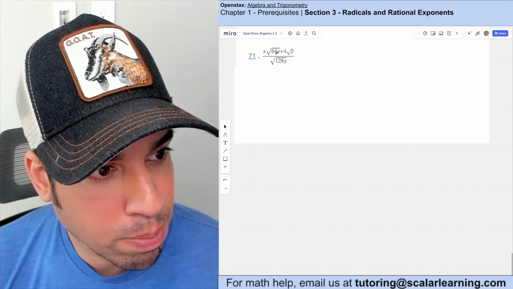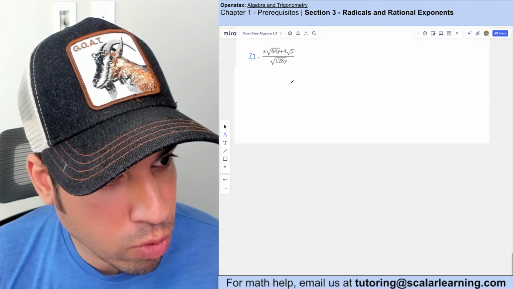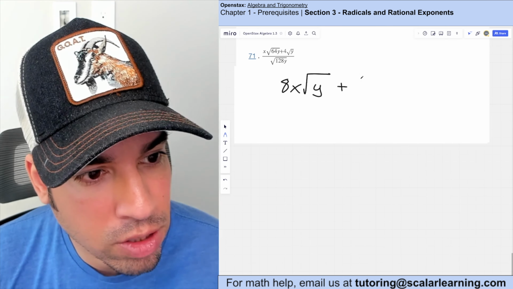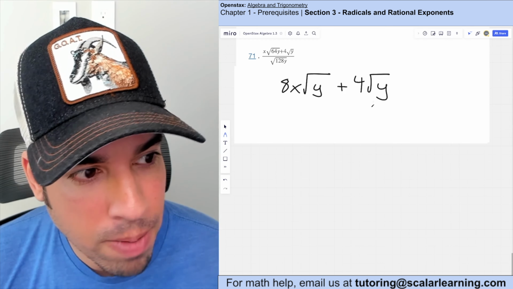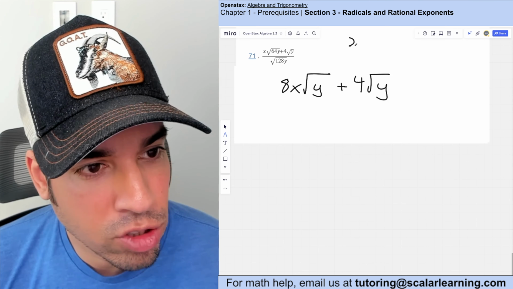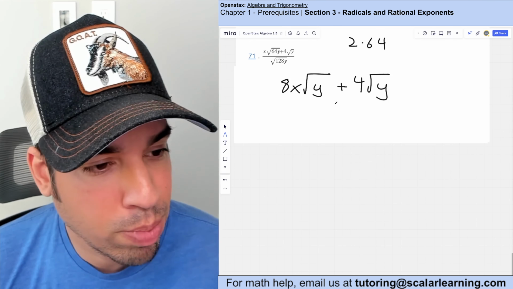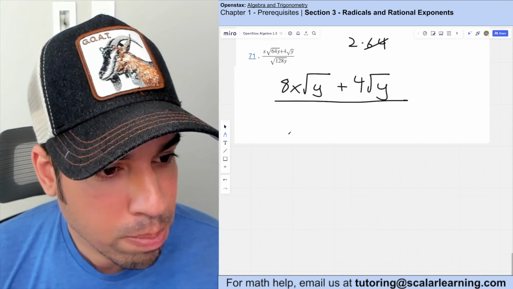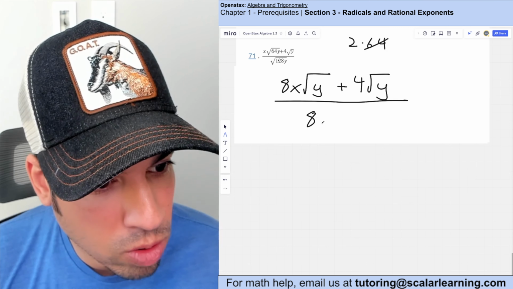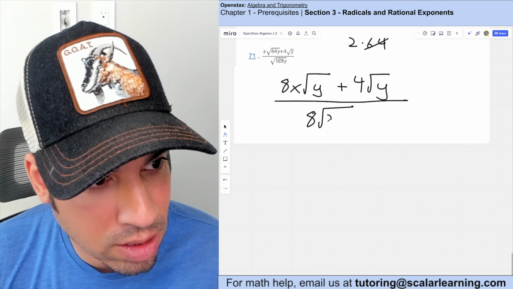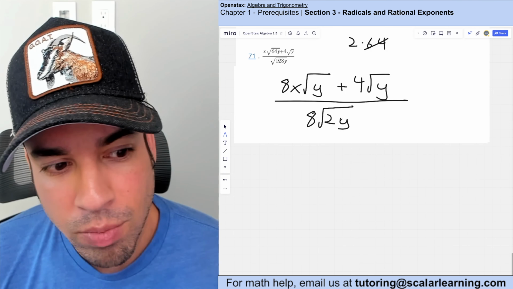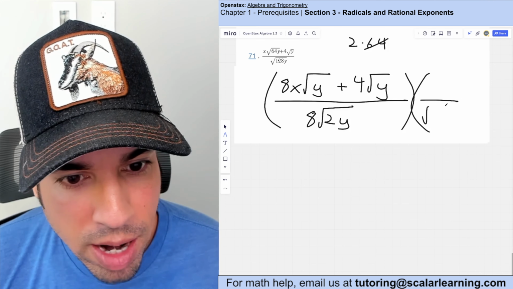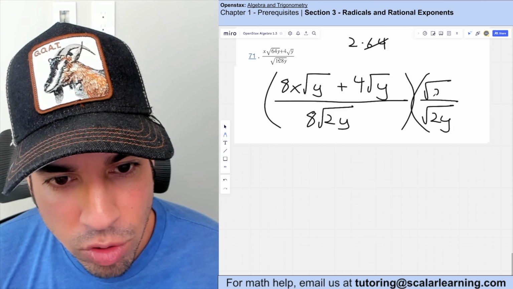Here on top, we've got a perfect square in 64. The square root of 64 is 8. So I'm going to bring that out. And of course, the y stays inside, plus 4 rad y. For the denominator, 128 is 2 times 64. So that's pretty nice. So I can take the square root of 64, which is 8. So I pull an 8 outside of that radical, and the 2 is left inside with the y. So now I need to get rid of this rad 2y on the denominator. So I'm going to multiply by rad 2y over rad 2y.